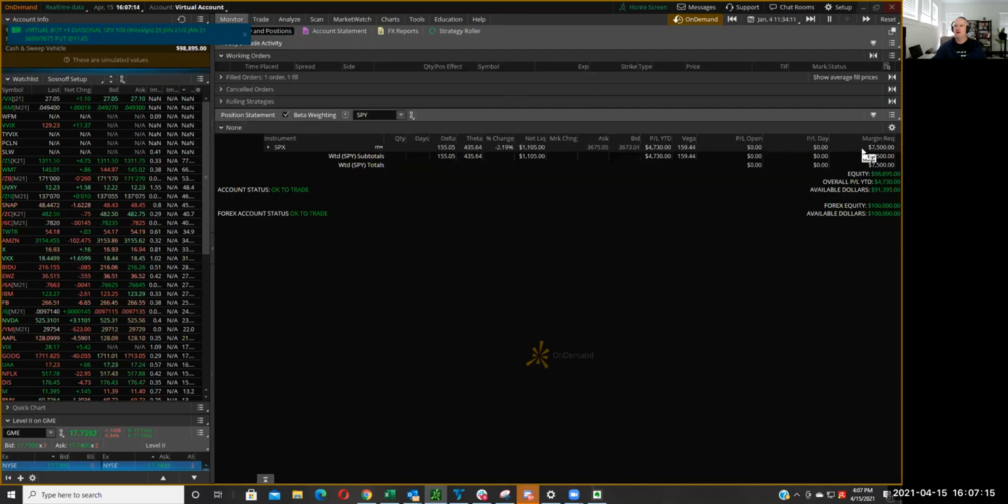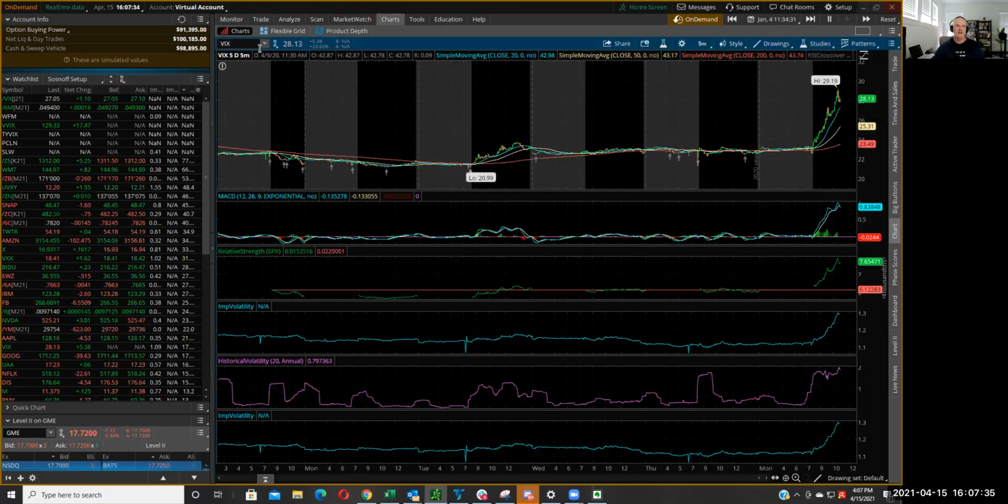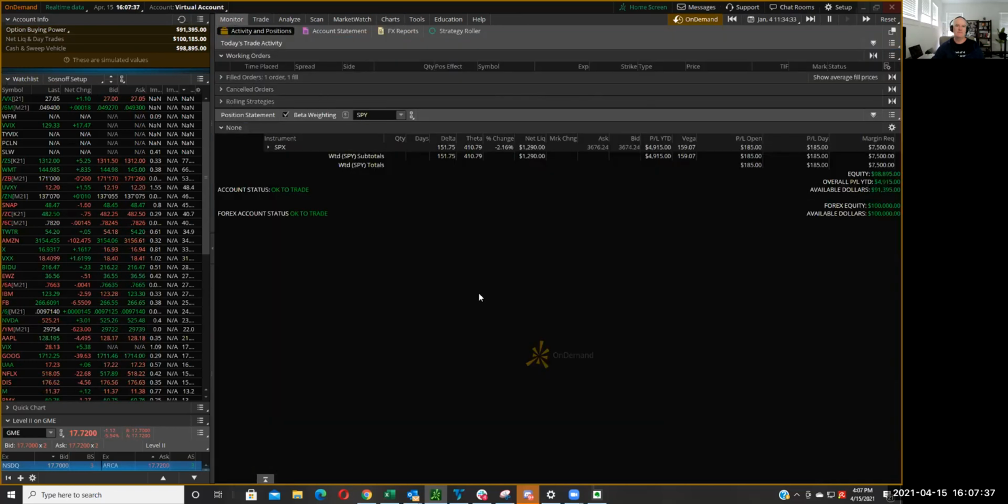All right, so here we are. This is more of a normal time period, right? It's taking $7,500 in buying power for one contract. It's 154 positive beta weighted deltas. It's giving you $438 a day in theta decay. It's now January 4th, and VIX is trading at 28.